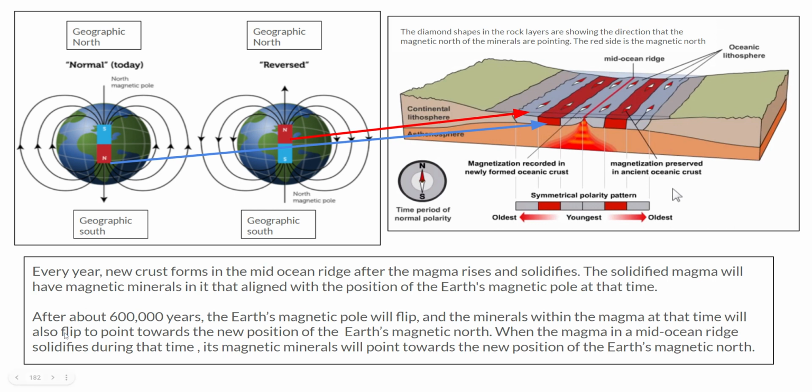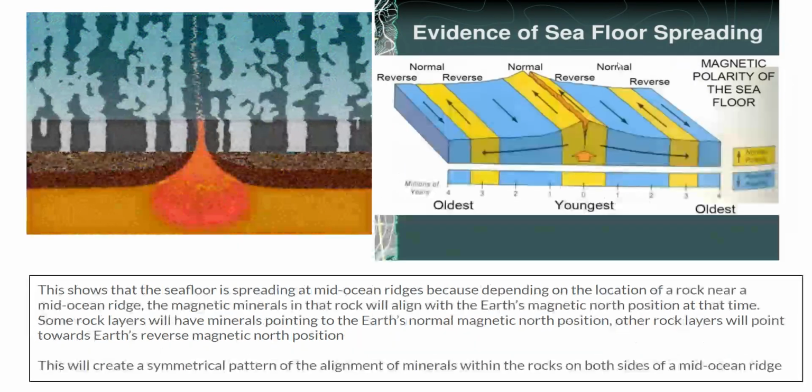Now, 600,000 years later, my Earth's magnetic pole, or that imaginary magnet, will flip. That means the minerals within the rocks that are magnetic will also flip to point towards the new magnetic north. This creates a pattern, as you can see here.